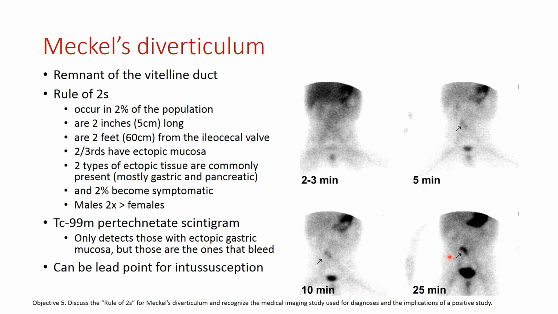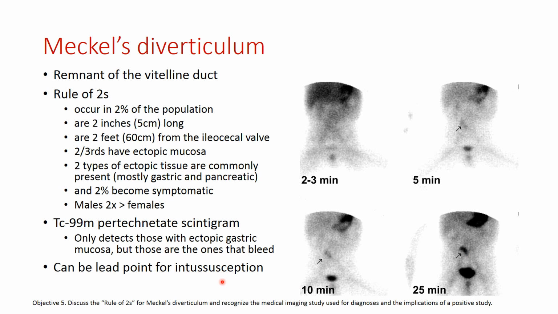And let me just say too, ectopic gastric mucosa with bleeding in Meckel's diverticula occurs early in life. Someone who has anemia at age 25 does not have a Meckel's diverticulum. Okay, it would have presented much earlier than that. So that is a good way to evaluate for a bleeding Meckel's diverticulum.